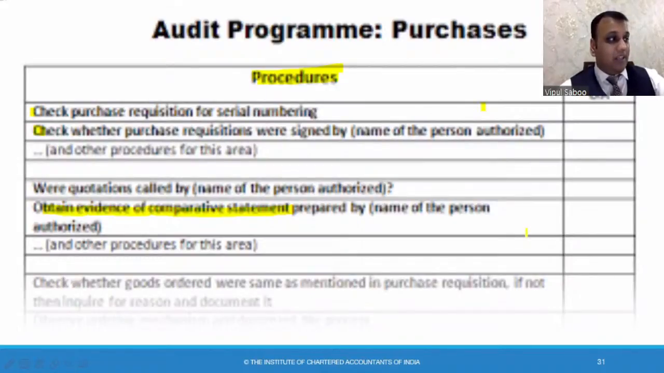Okay, right? So this is the kind of audit procedures, the audit program, which we hand over to the engagement team and they fill it out or they customize it as per the requirement of their audit.